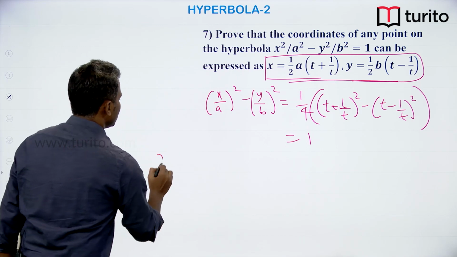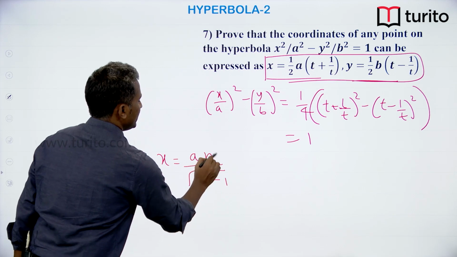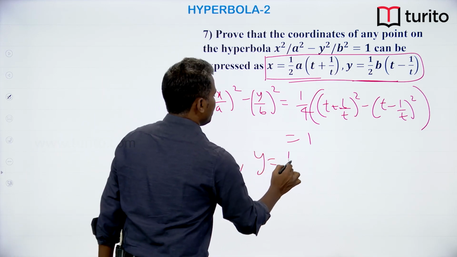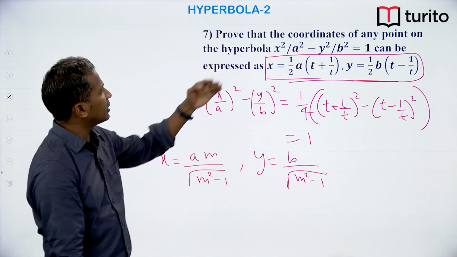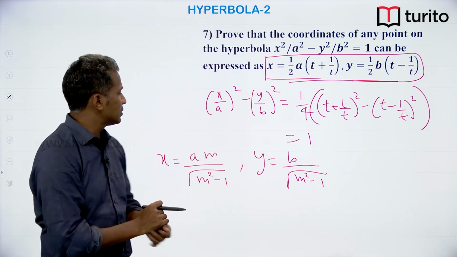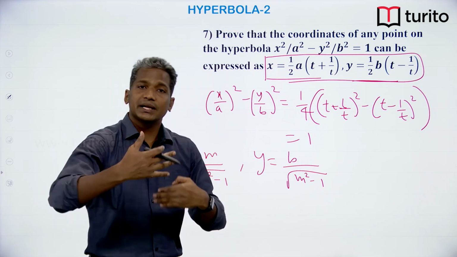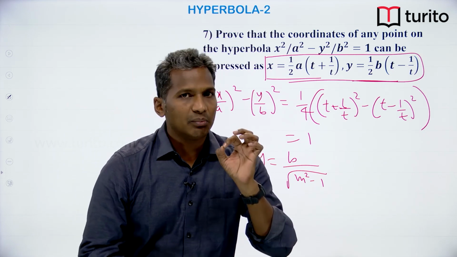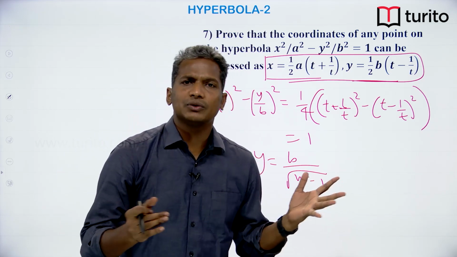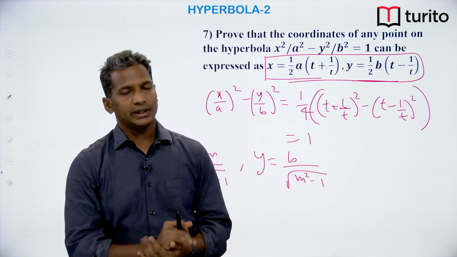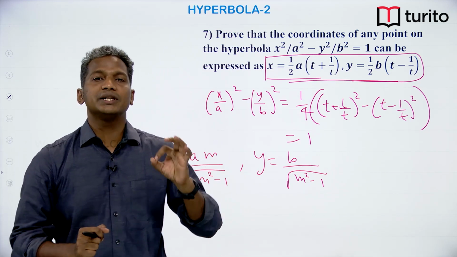We can also design forms like this. Let us say x equal to a by root of m square minus 1 into m, and y equal to b by root of m square minus 1. This form also represents the same hyperbola, because when we eliminate m, we will get the same equation. So this example is an example of having multiple parametric forms of the given curve. How many such parametric forms could be designed? There could be infinite parametric forms. But out of all these, we only prefer the theta form because it has a significant geometric meaning.